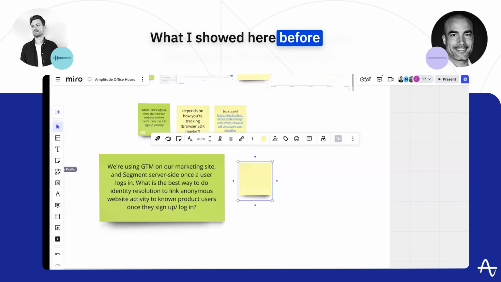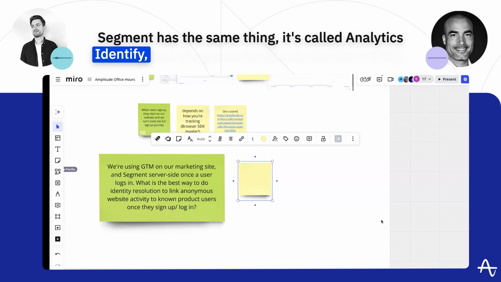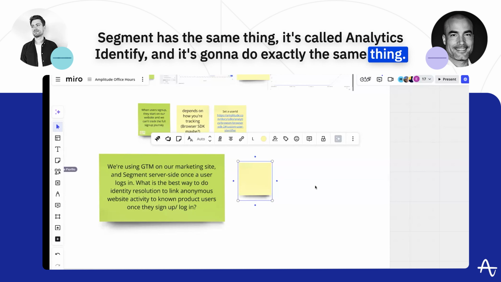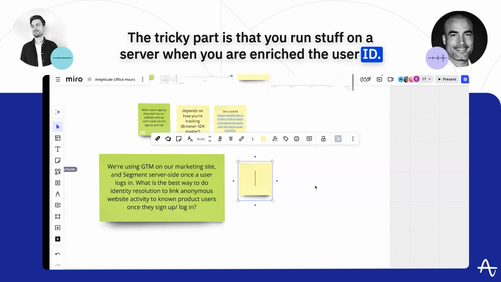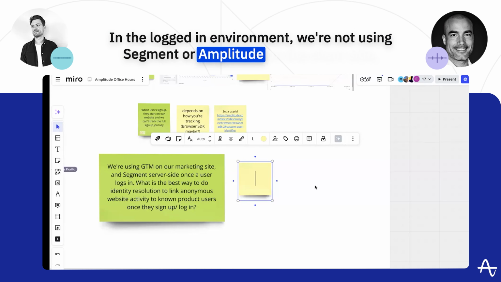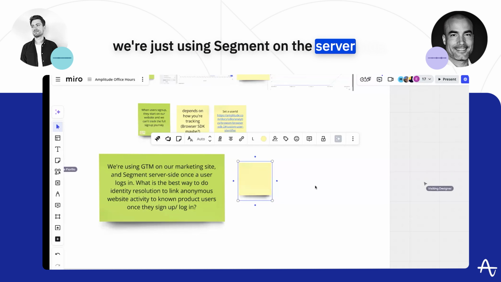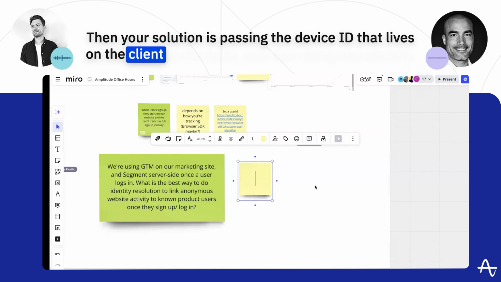What I showed here before with Amplitude is set user ID. Segment has the same thing. It's called Analytics Identify, and it's going to do exactly the same thing. The tricky part is that you run stuff on a server when you enrich the user ID. In the logged in environment, we're not using Segment or Amplitude on the client side. We're just using Segment on the server side. Then your solution is passing the device ID that lives on the client to the back.